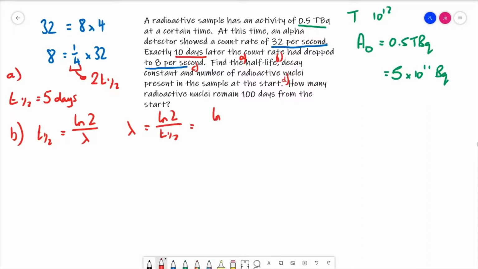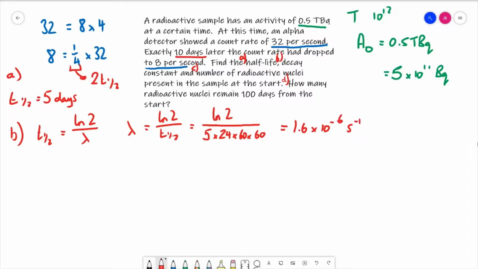Now natural log of 2, you just put natural log of 2 straight into your calculator. For the half-life it's 5 days, but we do need that half-life in seconds in order to make the units work out properly, so we need to multiply by 24 to get it into hours, 60 to get it into minutes, and 60 to get it into seconds as well. What that then gives us for the decay constant is 1.6 times 10 to the minus 6 per second.